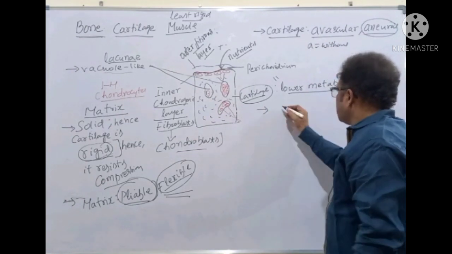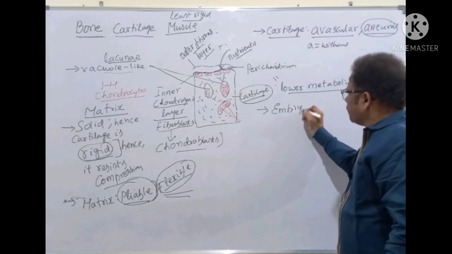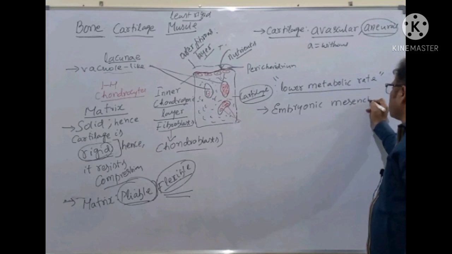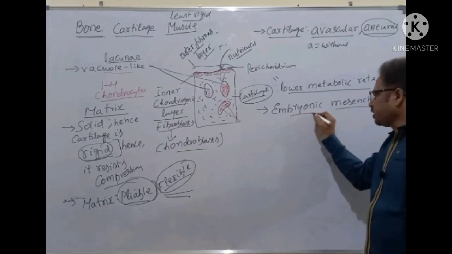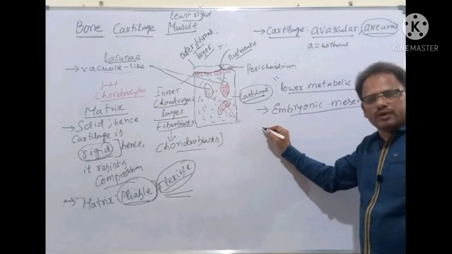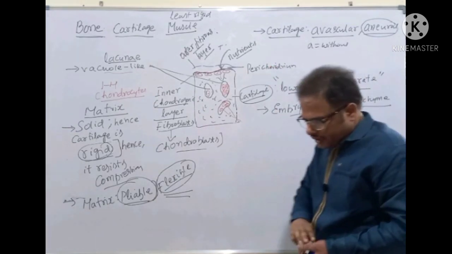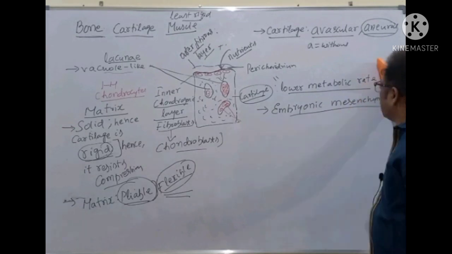Next one is, the cartilage is derived from embryonic mesenchyme. That is embryonic connective tissue, called embryonic mesenchyme, because all connective tissue is derived from mesoderm, the same way as cartilage. Clear, students? Now we will be discussing the different types of cartilage.